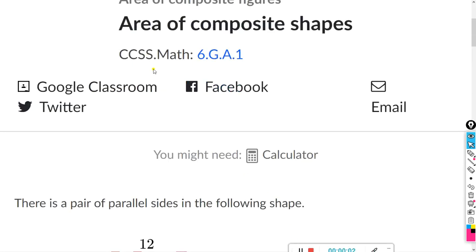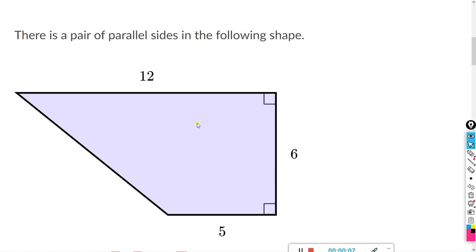This will be for the section on area of composite shapes. They tell us there is a pair of parallel sides in the following shape, and they want us to find the area.